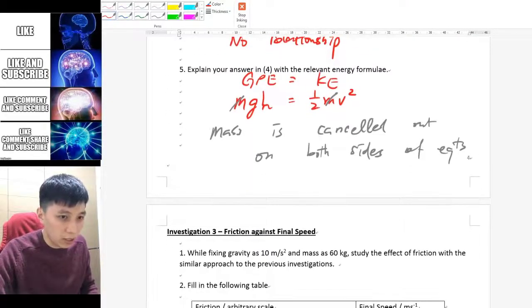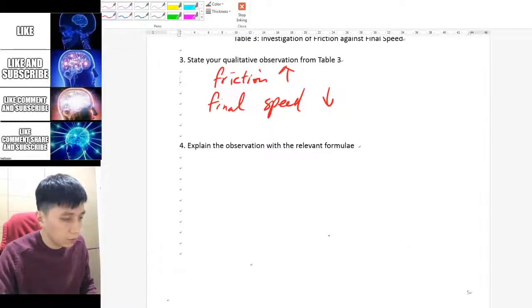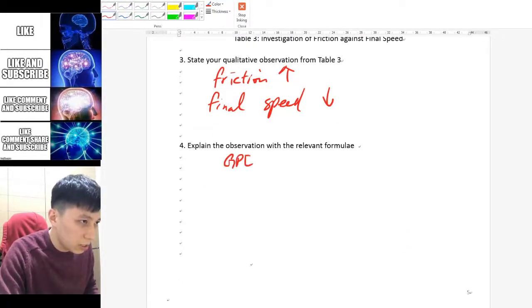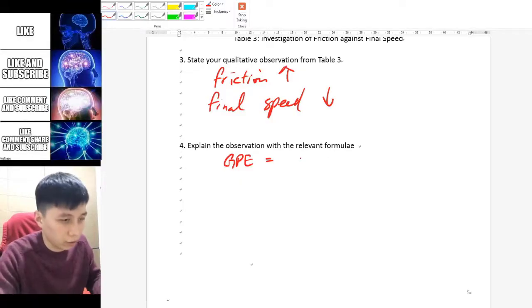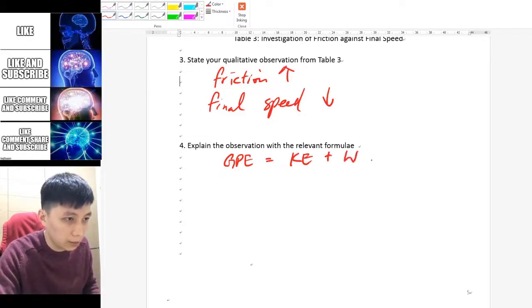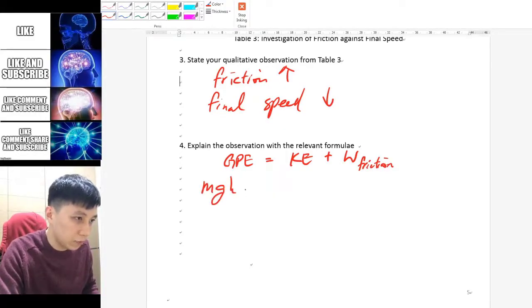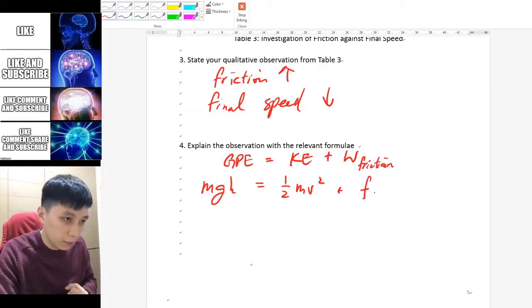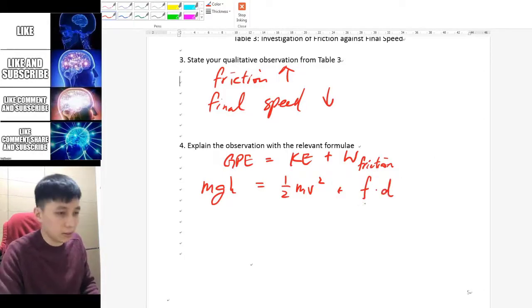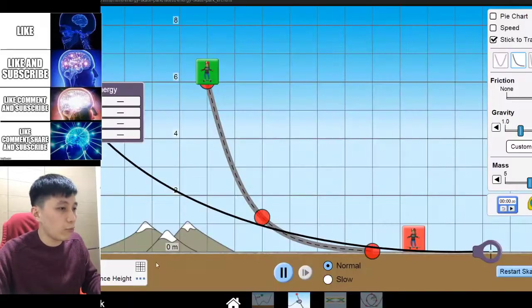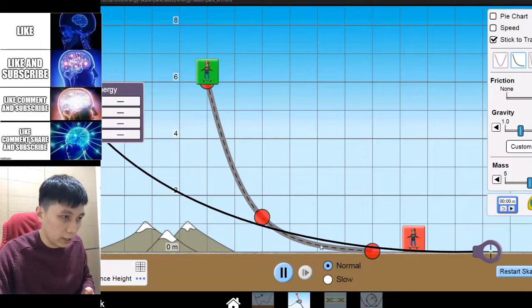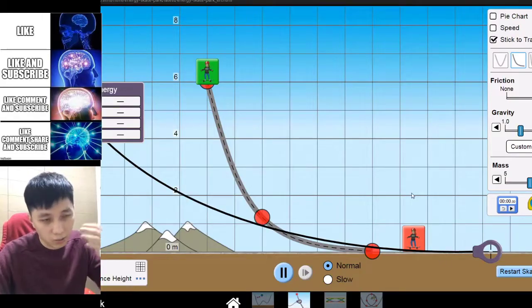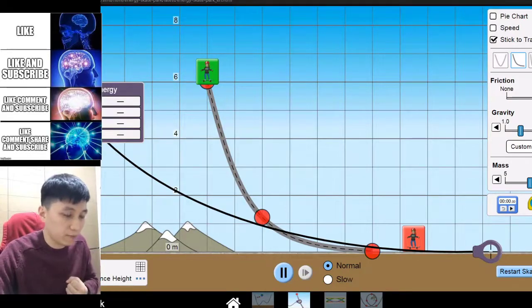And so if you really want to explain using the formula, then we should write this: GPE will equal, because of energy conservation, KE plus the work done against friction. And so mgh equals half mv squared plus friction. The work done equation is force times distance. And so the distance that we are referring to here will be the one going along the track, of course, because this is where the friction is provided.